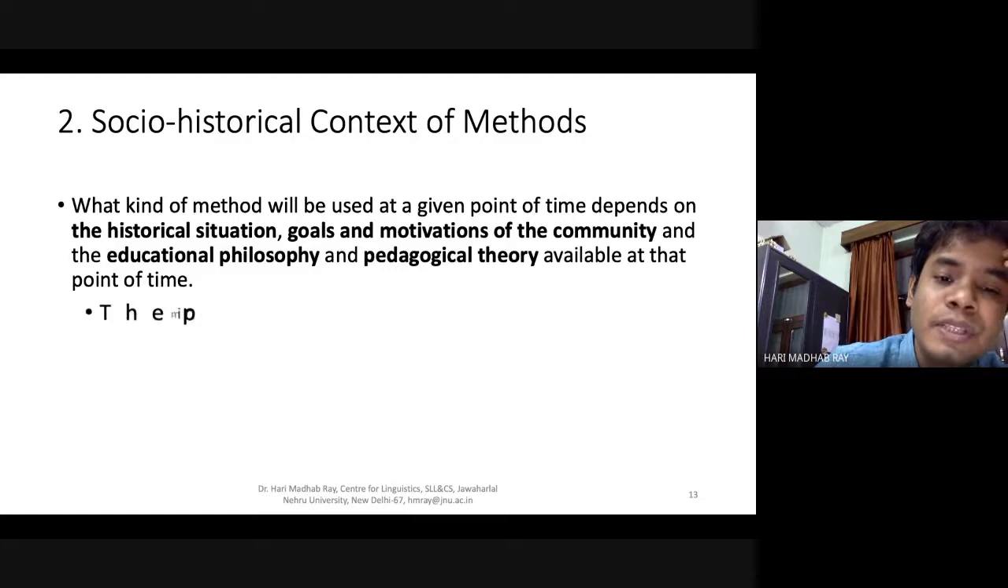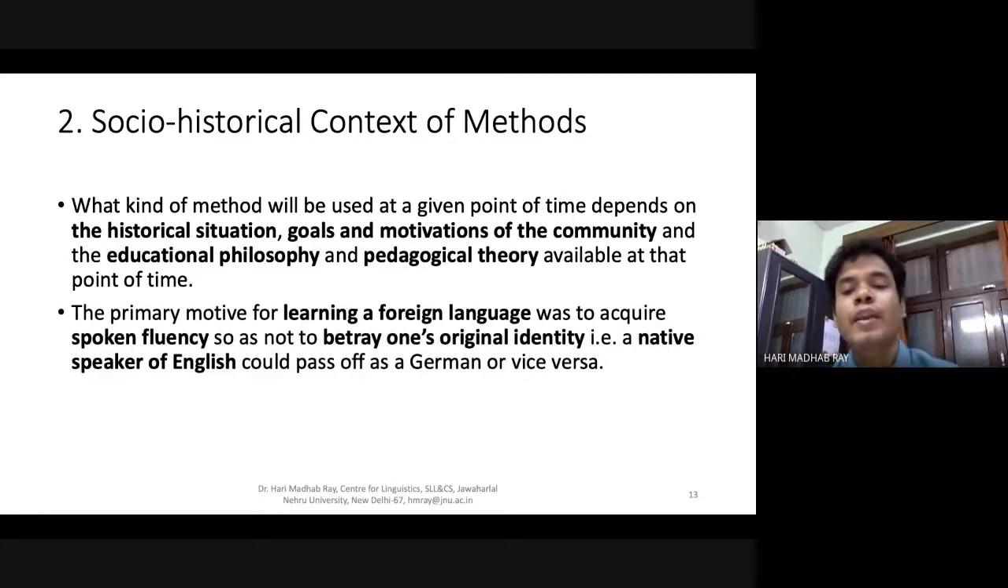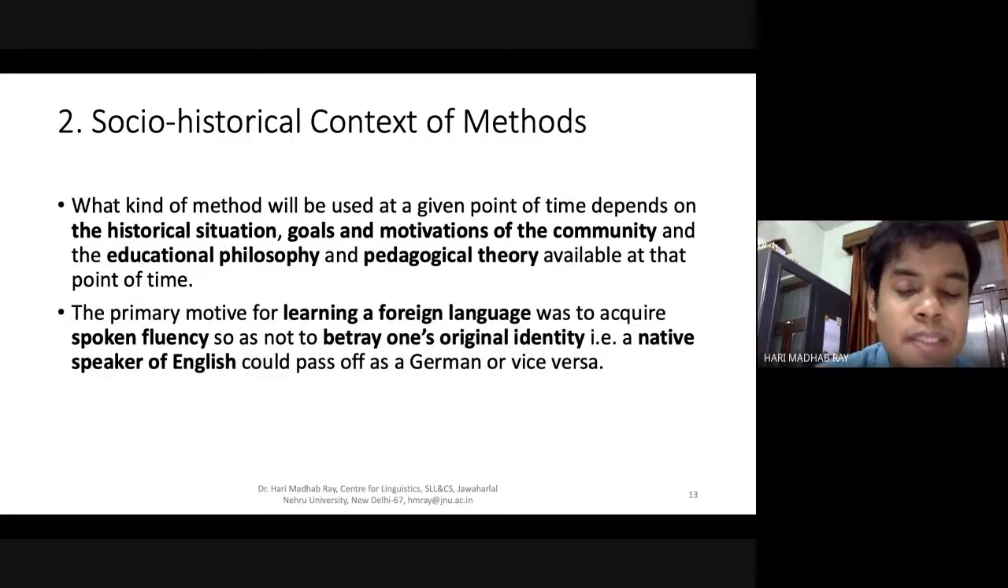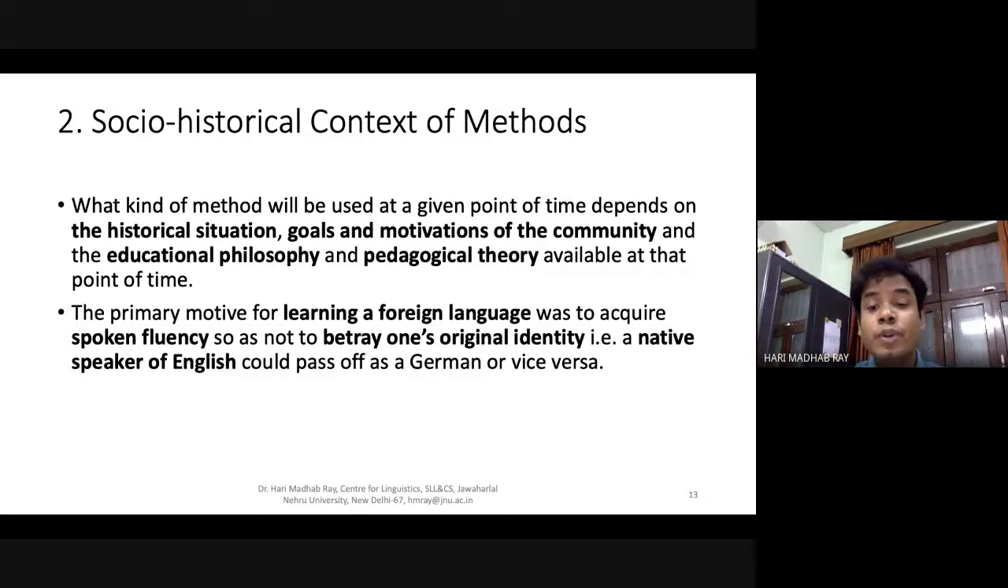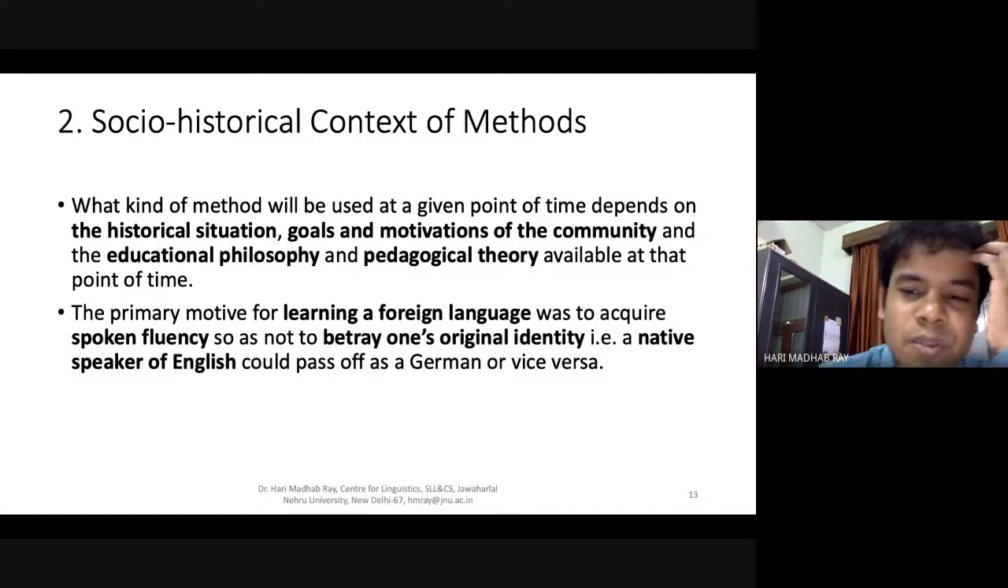So the primary motive for learning a foreign language was to acquire spoken fluency so as not to betray one's original identity. A native speaker of English could pass off as German or vice versa. So you are learning, let's say, German and passing off as a kind of German. This is where one betrays one's original identity.